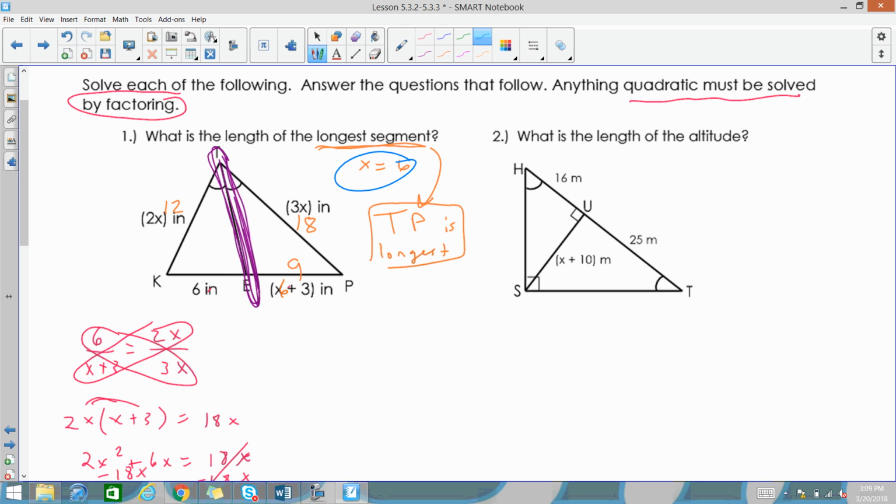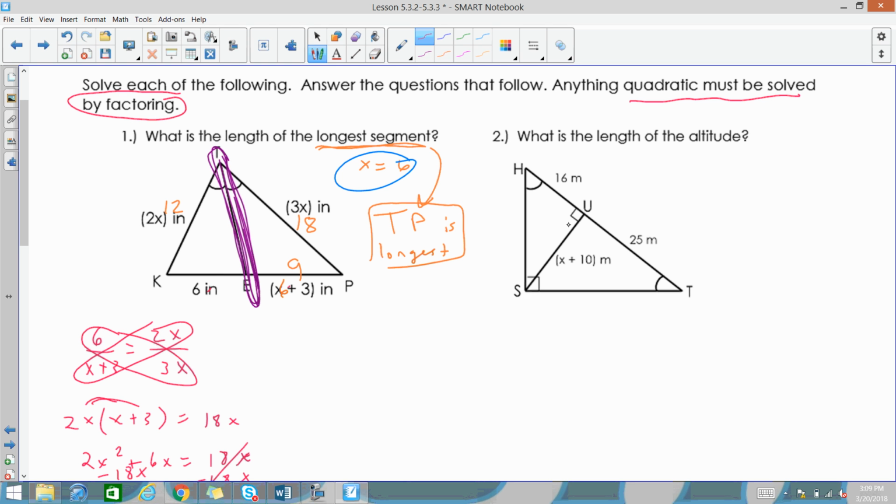Gotta love it. All right, number 2. Our last problem, and then you're going to get started. This says, what is the length of the altitude? Now this is a diagram that we've seen the last 2 days. This is the altitude to the hypotenuse theorem. Depending on how you solve it, do you use the shortcut, or the 2 similar triangles or 3 similar triangles? That will change your process.